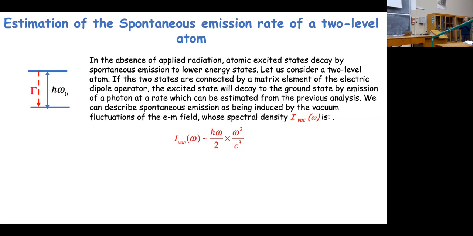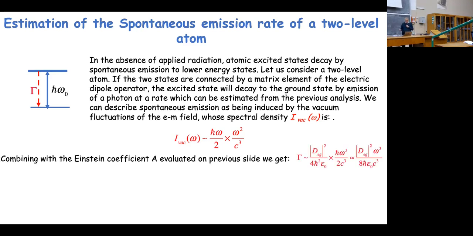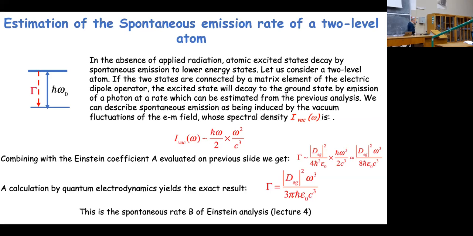And you take this spectral density and you multiply it by the Einstein coefficient that I showed you on the previous slide. And you find now the rate at which the excited state decays. You get gamma given by this formula. This is just an order of magnitude estimate. The exact result, within a factor of the order of unity, is given here.